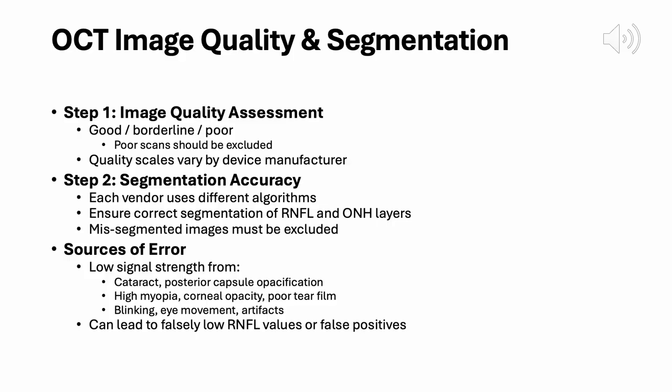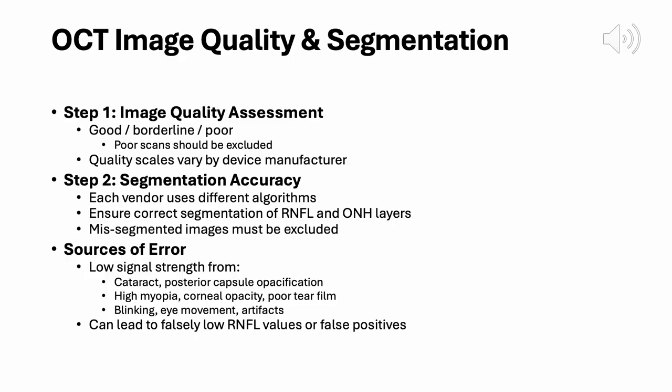Step 2 is segmentation accuracy. This refers to how well the software identifies key retinal layers, particularly the RNFL and ONH boundaries. Each OCT vendor uses slightly different segmentation algorithms. If the scan is missegmented, say the RNFL layer is drawn too thick or too thin, it can throw off the entire interpretation. These scans must also be excluded.